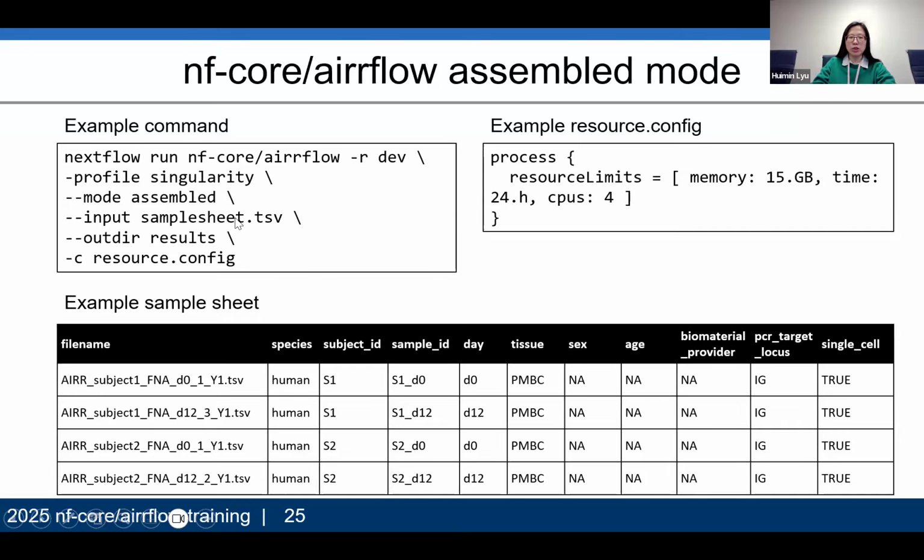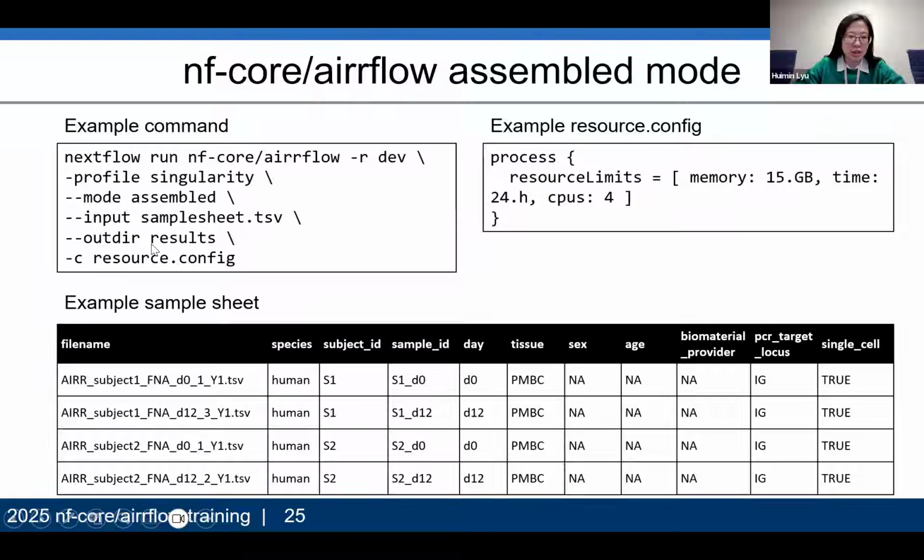And you also need a sample sheet. The sample sheet has required columns, and you can check our nf-core airflow website to see the requirements for the columns of the sample sheet. Like the file name, the species, the subject ID, sample ID, tissue, sex, biomaterial provider, target locus, whether it is IG or TR, and single cell, that is whether it's single cell true, as we have single-cell data here, so it's true. If it's bulk, you put false here.